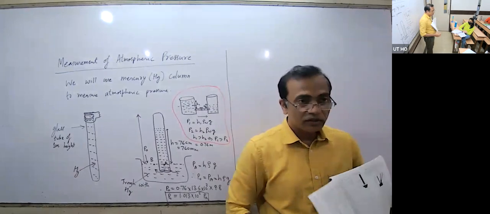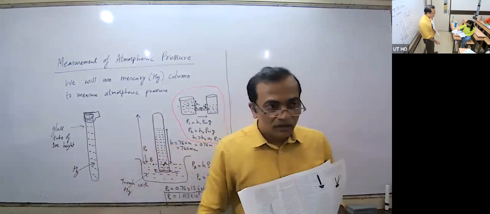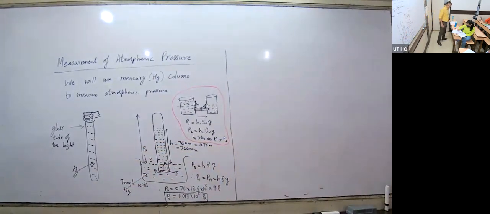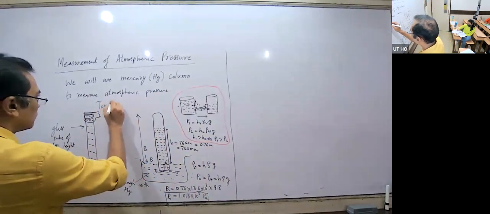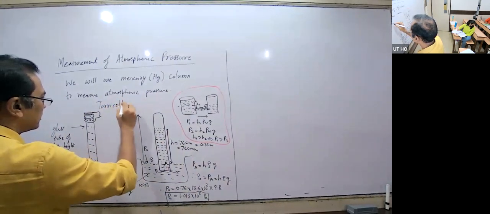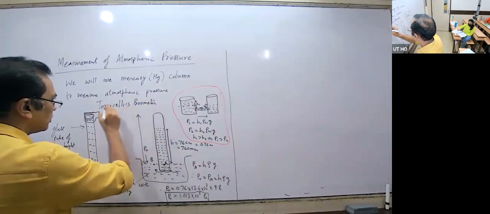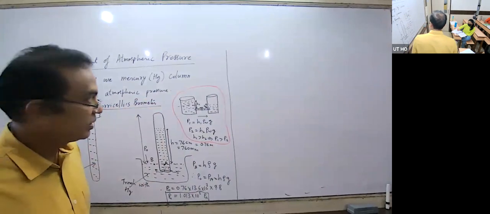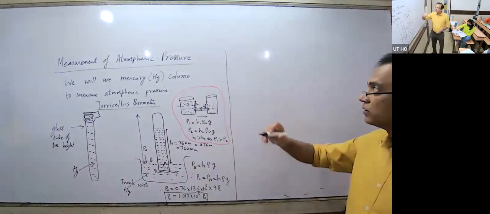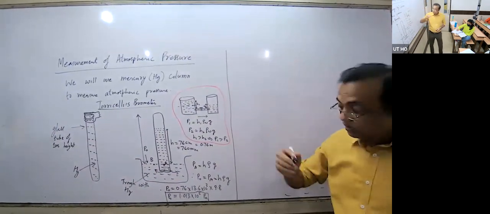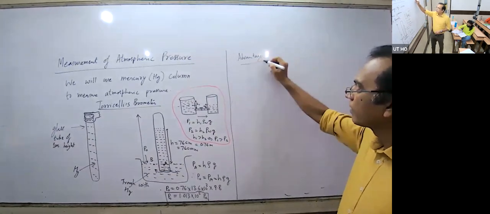Measurement of atmospheric pressure. I already discussed it. So what we discussed is Torricelli's barometer. Right? Who did this experiment first? Torricelli, some Italian. So this instrument is called a barometer, right? So what is the fluid used? Mercury, right? So there are advantages of using mercury, right? What are the advantages?